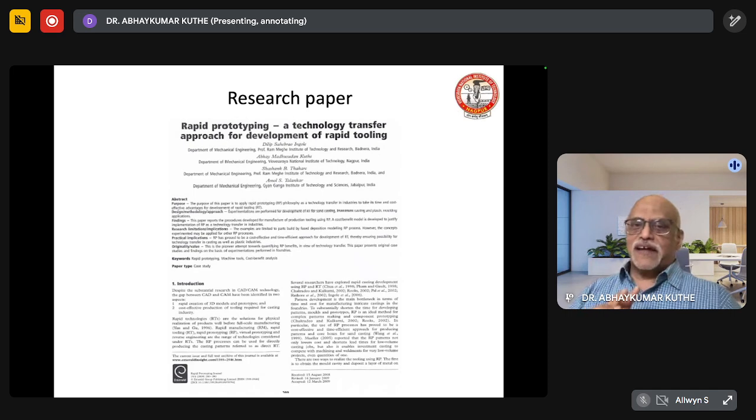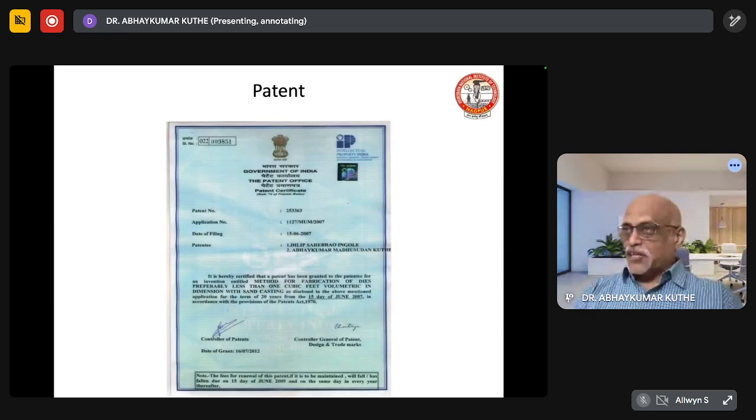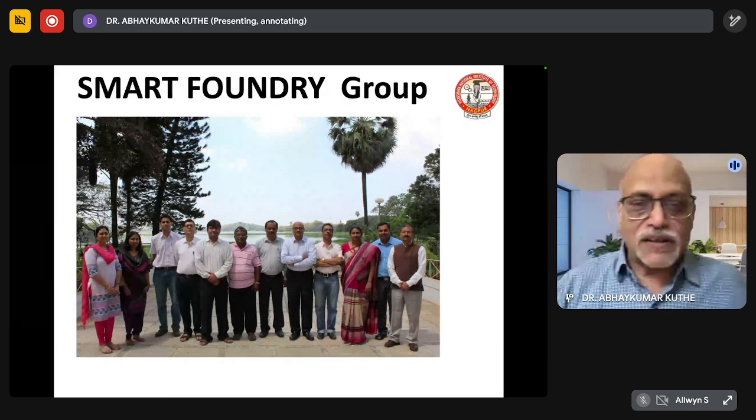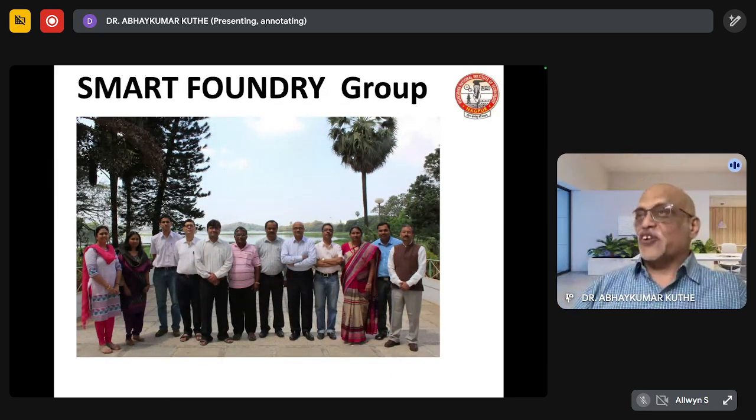So this is a research paper which I'm happy to show you, where we have shown how technology transfer is possible from 3D printing to manufacturing, rapid manufacturing. Okay, so this is the patent that we have published long back, and it is granted also. That is how best it is possible to get the die manufactured using 3D printing, which was a new thing using sand casting. But what is interesting for me to tell you is that based on this, we have formed a smart foundry group.